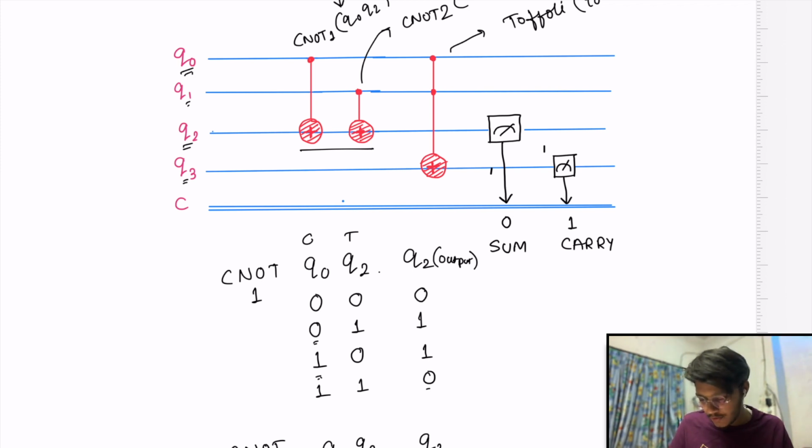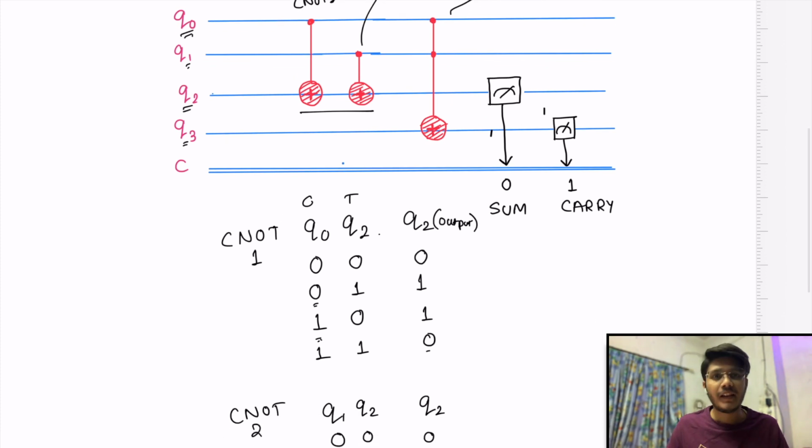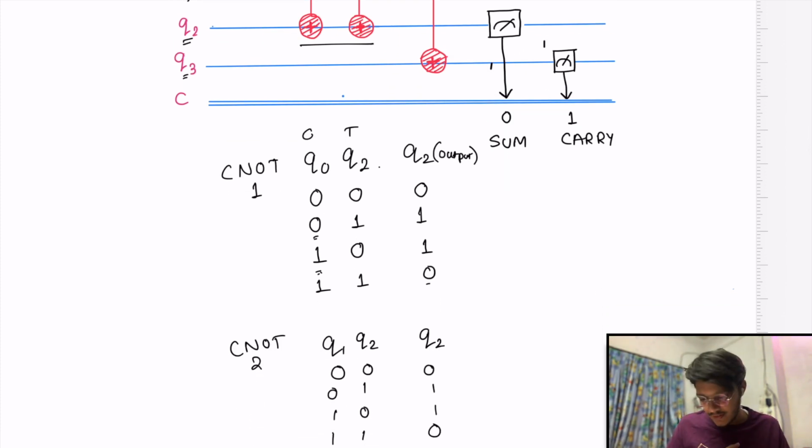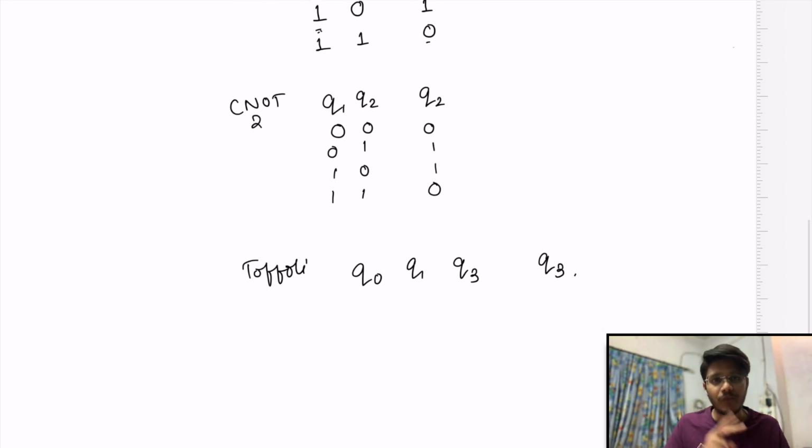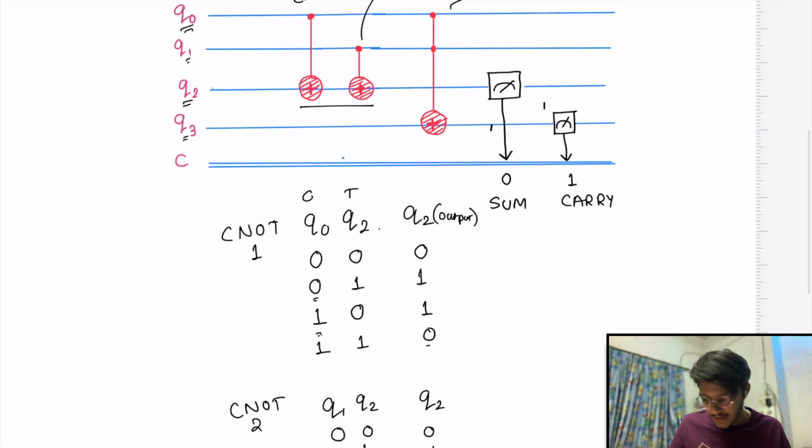So here the two control bits are Q0 and Q1 and the target bit is Q3, right? Now we just correlate it with CNOT. The definition is the same when your control bit is set to 1. Compared to CNOT, in the Toffoli, only when both control bits are set to 1 will your target bit get flipped. That's how it is.